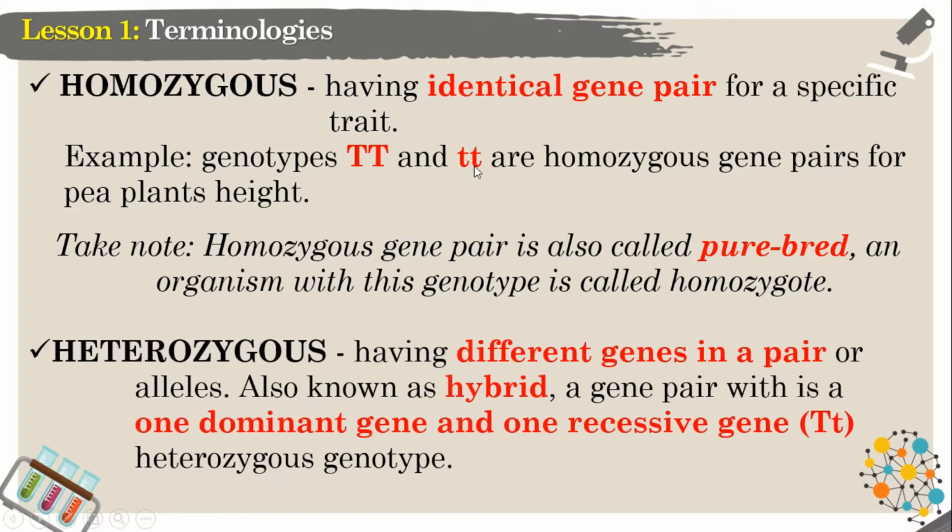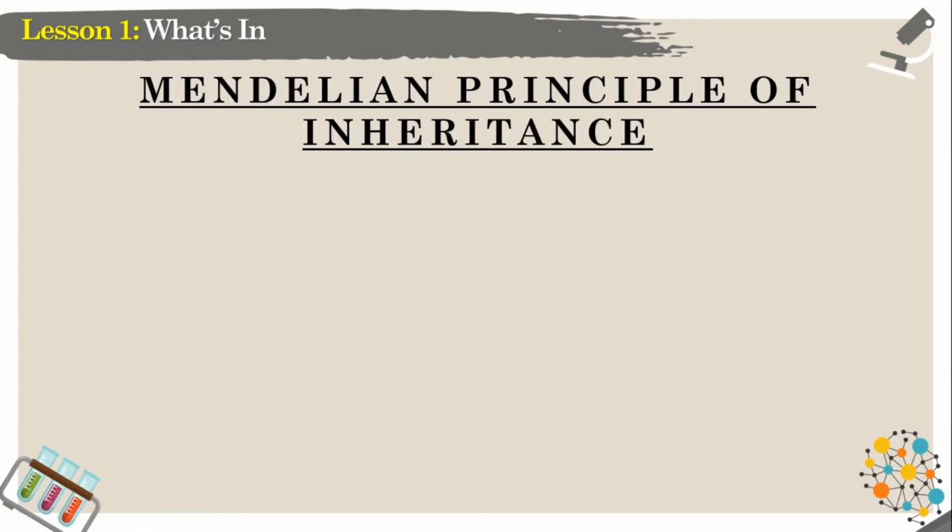Now, when we talk about heterozygous, this is a pair of genes having different genes, meaning one is dominant and the other one is recessive. This heterozygous is also known as a hybrid. If this one is pure, this one is hybrid. So, homo, hetero.